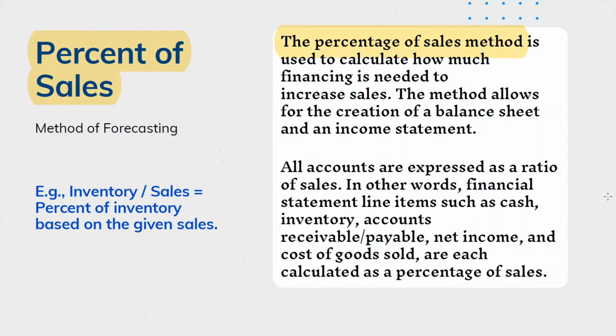The percent of sales approach can be used to calculate how much financing is needed to support an increase in sales. This approach will help us to create a pro forma balance sheet and a pro forma income statement. Under this approach, all accounting items are expressed as a ratio of sales. For example, inventories can be expressed as a percentage of sales. All other accounting items such as cash, accounts receivable, accounts payable, and cost of goods sold can all be expressed as a percentage of sales.